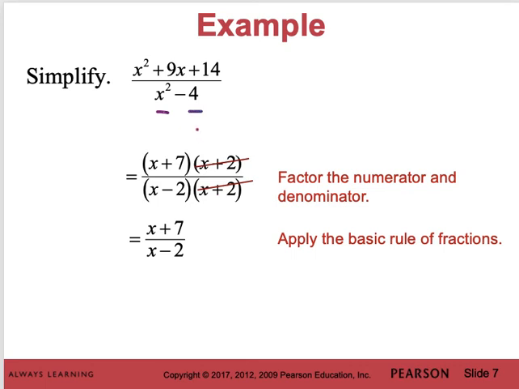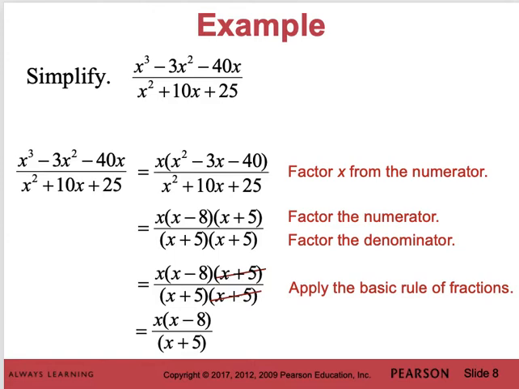And in the numerator, there's no coefficient here, so I can look for two numbers that multiply to equal 14, positive, but add to equal positive 9, so I know that it's 2 pluses. 7 times 2 is 14, and 7 plus 2 is 9. So those are my two factors, 7 and 2. And because these are the same, it would equal 1, so those cancel out, and I'm left with x plus 7 in the numerator and x minus 2 in the denominator.